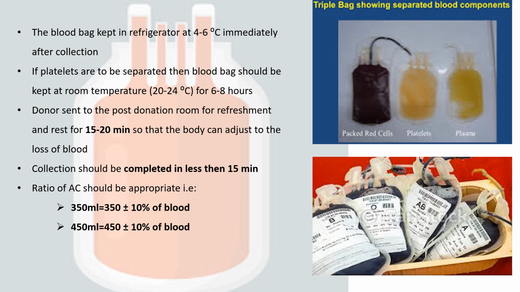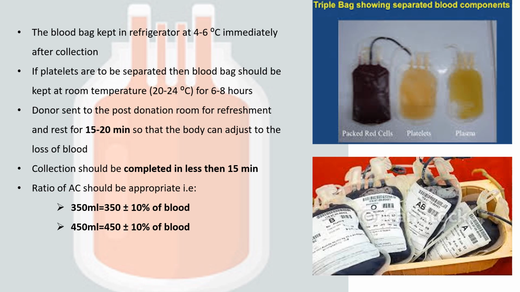The blood bag is kept in the fridge at approximately 4 to 6 degrees immediately after the collection. If the platelets need to be separated, then the bag should be kept at room temperature for 6 to 8 hours. The donor is sent to the post-donation room for refreshment and rest for 15 to 20 minutes so that the body can adjust to the loss of blood.